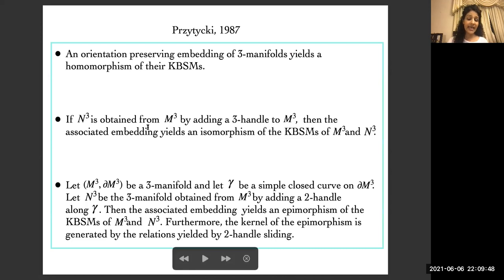And the third states that if you obtain one manifold from the other by adding a two-handle along some simple closed curve gamma on the boundary, then the associated embedding yields an epimorphism of the KBSMs. So an orientation preserving embedding yields a homomorphism, three-handle addition yields an isomorphism, and two-handle addition yields an epimorphism of KBSMs. And moreover, the kernel of this epimorphism is going to be generated by all those relations that are yielded by the two-handle slidings that I discussed earlier on.